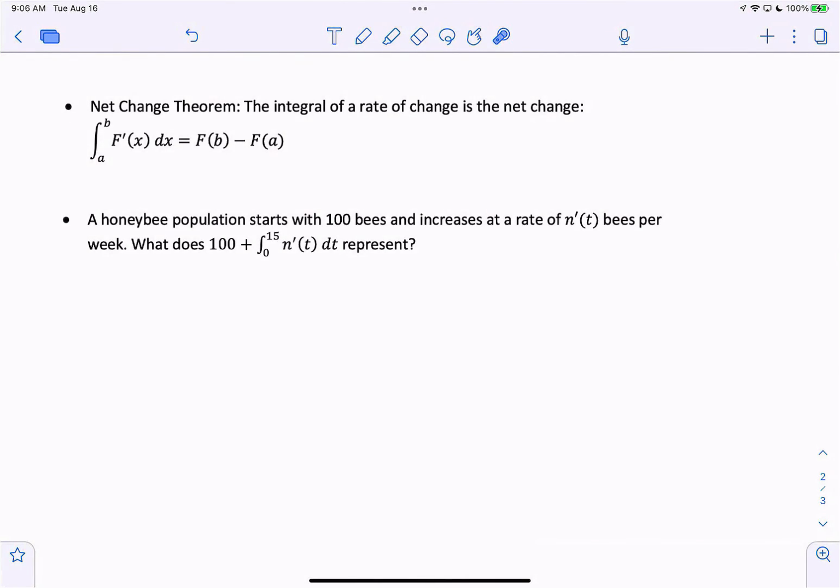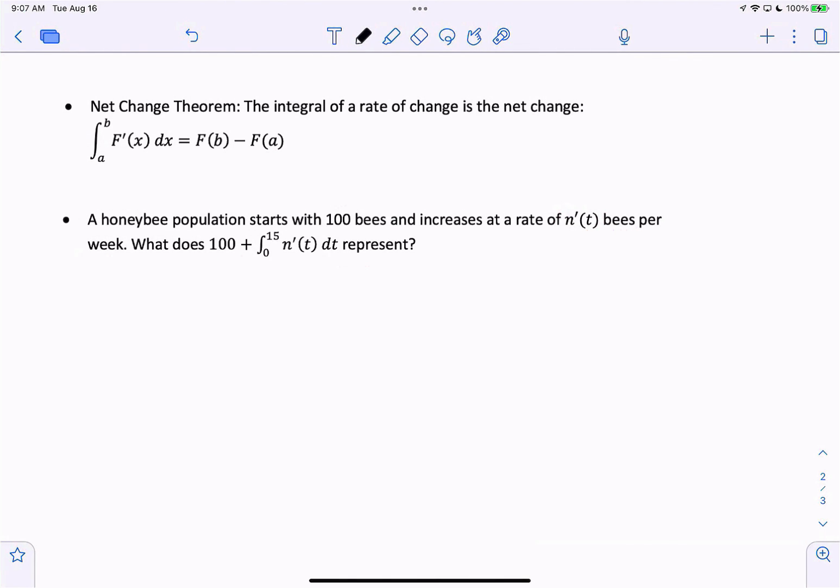First, we have a honeybee population that starts with 100 bees and increases at a rate of n prime bees per week. So the rate is bees per week, right? That's a rate. And n prime is the derivative of the number of bees over time. The question is, what does 100 plus the integral from 0 to 15 of n prime of t dt represent?